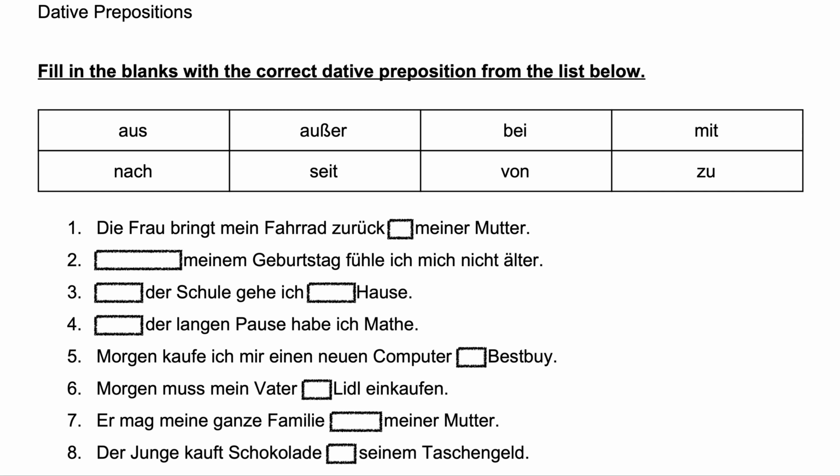Today we are going to be talking about dative prepositions. First off, let's define which prepositions we're talking about today, because there is one that I left out on purpose, which is gegenüber. First up we have aus.